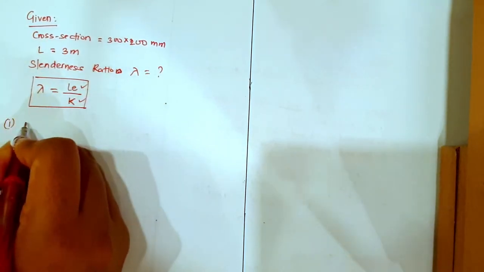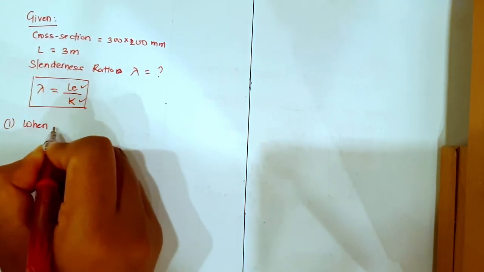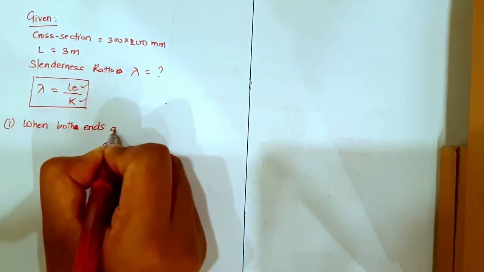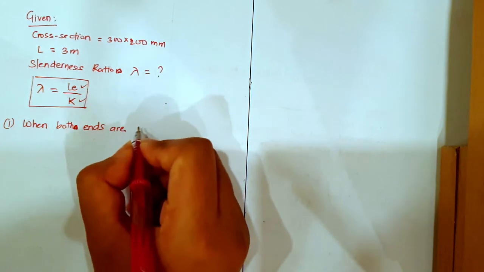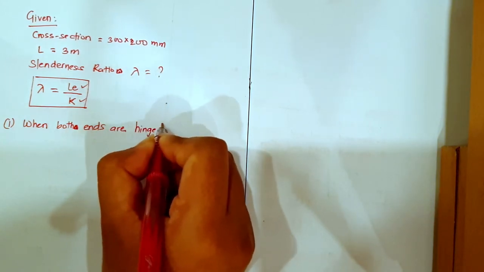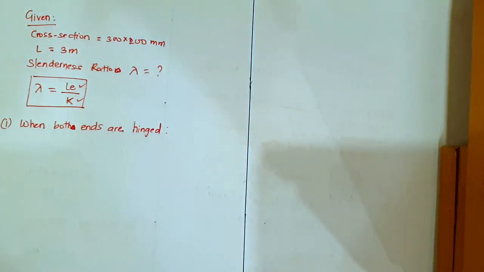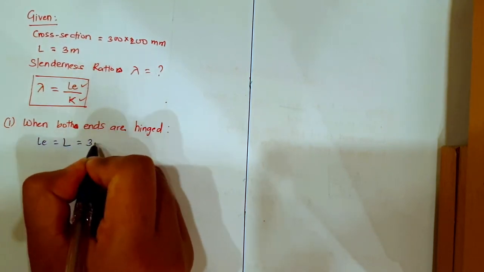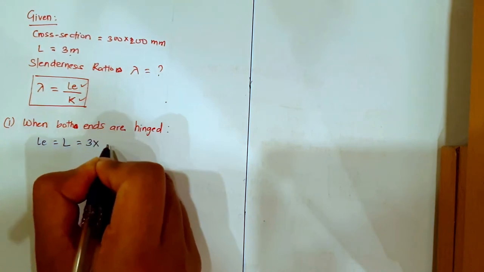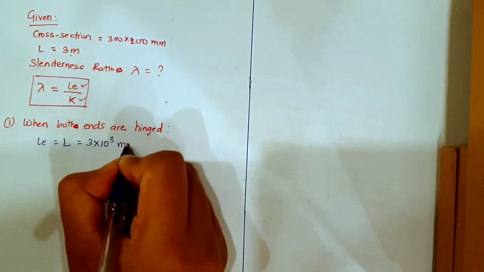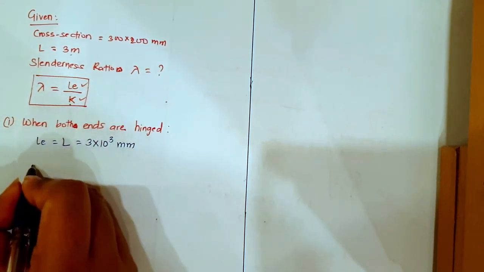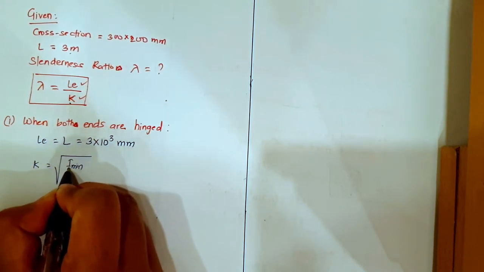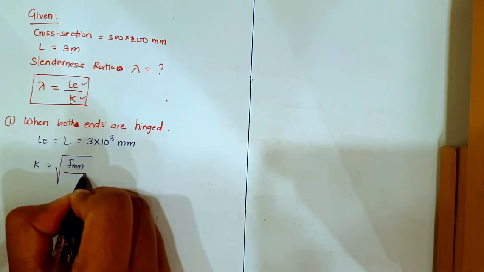the first case is when both ends are pin joint, which is also hinged. When both ends are hinged, effective length LE will be equal to L, which is 3 meters. It is given in meters, so let me convert it into mm: 3 × 10^3 mm. Now how do we find the radius of gyration K? K will be equal to root over of I minimum, the minimum moment of inertia, divided by the area.